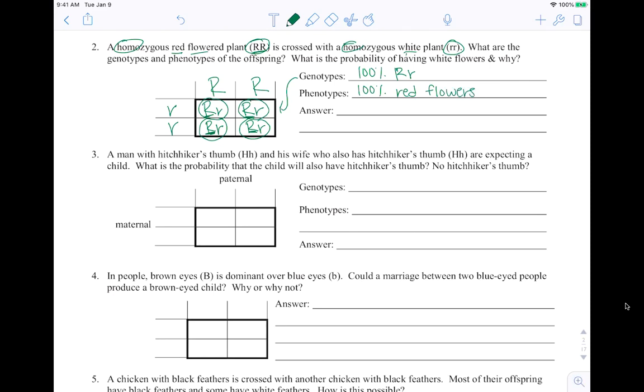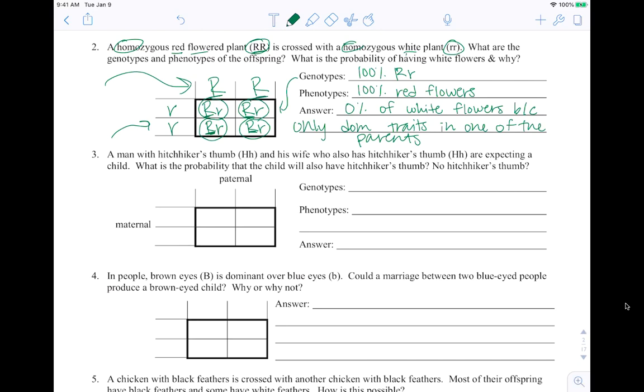So it wants to know the answer to the question, what is the probability of having white flowers and why? It is 0% chance of white flowers. That's because you have only dominant traits in one of the parents. Basically, that's saying that this parent here is going to override whatever exists over here, because these dominant traits, if they're present, that's what you're going to see.